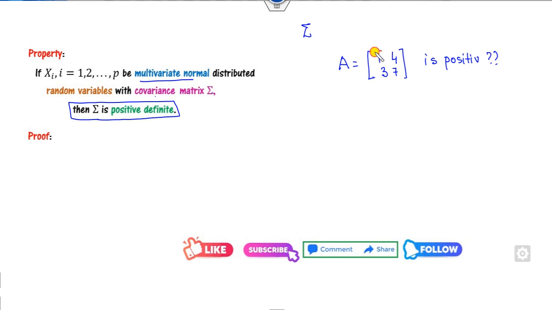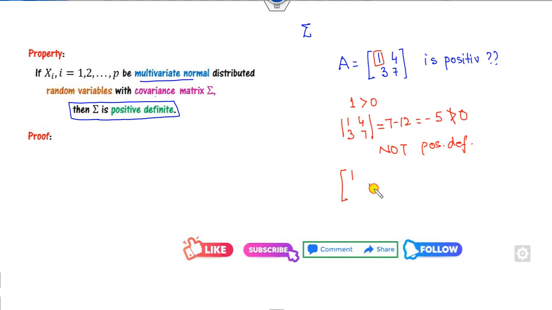It's very simple. Look at the first diagonal value: 1 is greater than 0. Second, find the determinant of this matrix, 1, 3, 4, 7. It is 7 minus 12, which is minus 5, which is not greater than 0. So it is not positive definite. Fine. Now look at another example: [1, 4; 2, 1]. What is the first diagonal entry? 1, greater than 0, satisfied. Second, the determinant of this is 4 minus 2, which is 2, greater than 0, so it is positive definite.